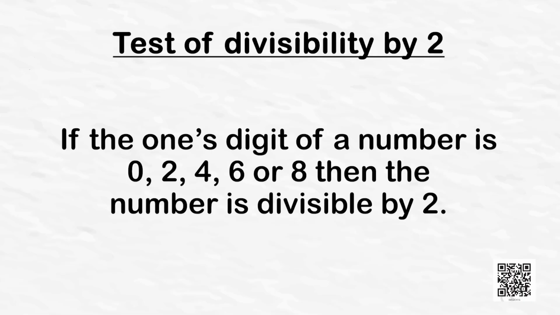Students, observe that in all the multiples of 2, the ones digit is either 0, 2, 4, 6 or 8, and hence we get the test of divisibility by 2. That is, if the ones digit of a number is 0, 2, 4, 6 or 8, then the number is divisible by 2. Students, let's try to explain this rule.